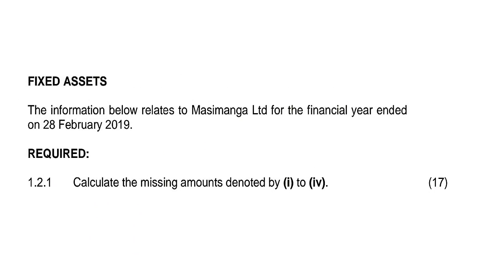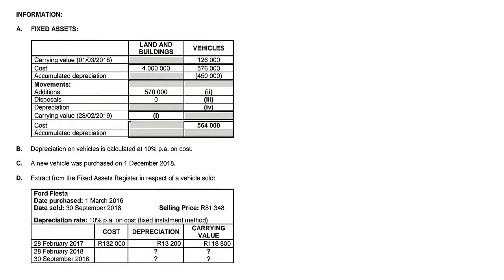Moving right along. The information relates to Masinga Ltd for the financial year ended 28 February 2019. You need to calculate the following amounts denoted from Roman figure 1 to Roman figure 4, right? Additional information: you have information A, which is your fixed assets, your tangible assets. You have land and buildings, and then your vehicles.